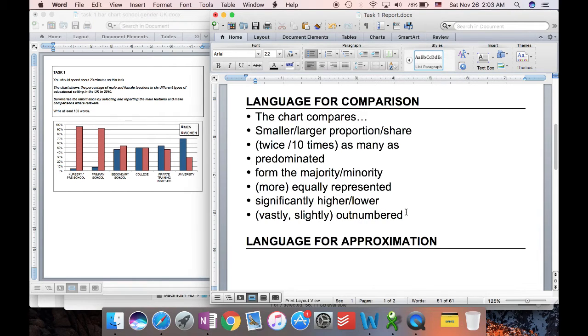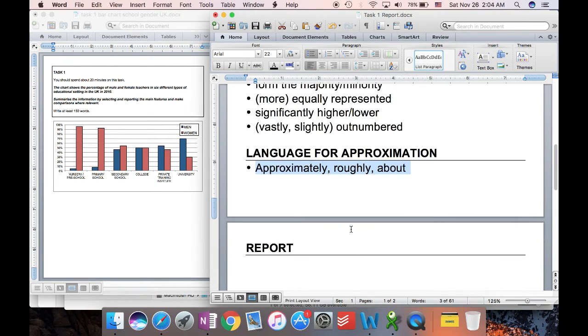The word outnumbered is very useful. You can also collocate outnumbered with words like vastly. Vastly outnumbered. Men are vastly outnumbered in nursery. But men are slightly outnumbered in secondary schools. So that's some good language for comparison. You've also got to make approximations when you're talking about numbers. So you could say approximately, roughly, or about.